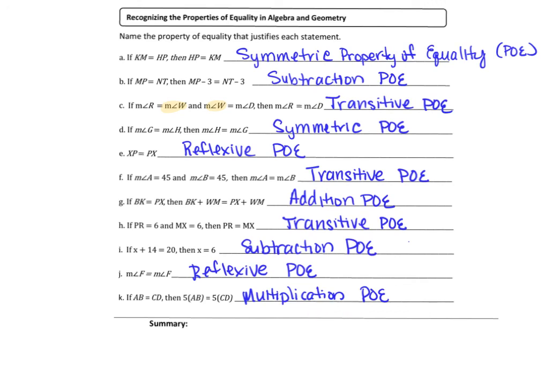So don't forget to answer your essential question for your summary, which is how do the algebraic properties help us in geometry?